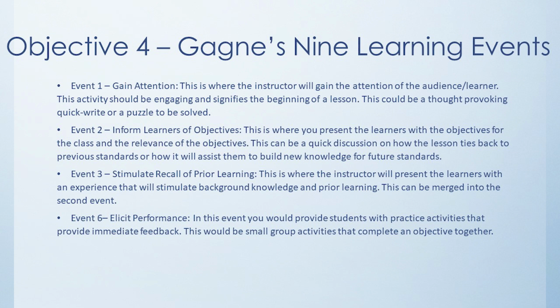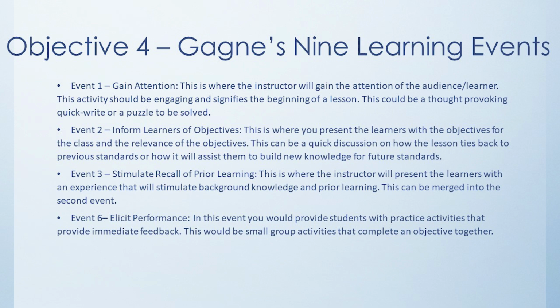Objective 4 covers the 9 learning events. Event 1 is gaining attention. This is where the instructor will gain the attention of the audience or learners. This activity should be engaging and signifies the beginning of a lesson. This could be a thought-provoking question, a quick write, or a puzzle that needs to be solved.